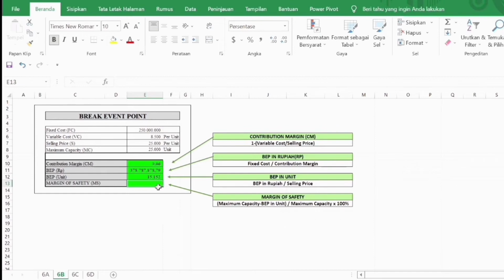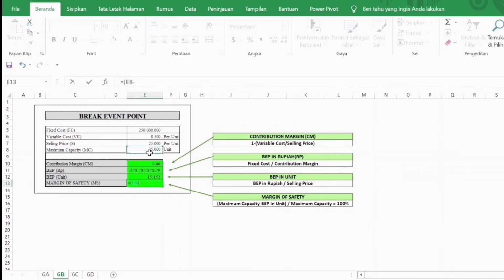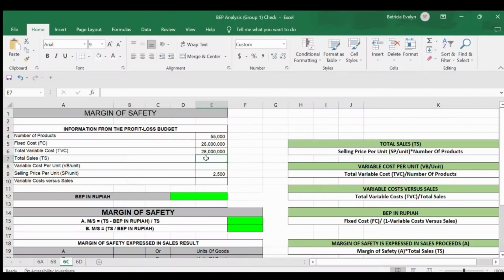Next is margin of safety equals open bracket maximum capacity minus BEP in unit, close bracket, divided by maximum capacity, multiply 100%. Enter.